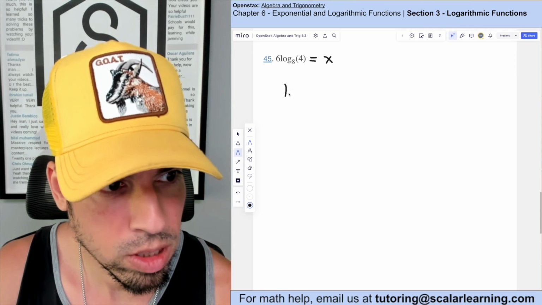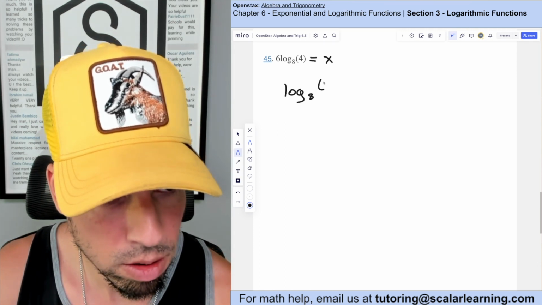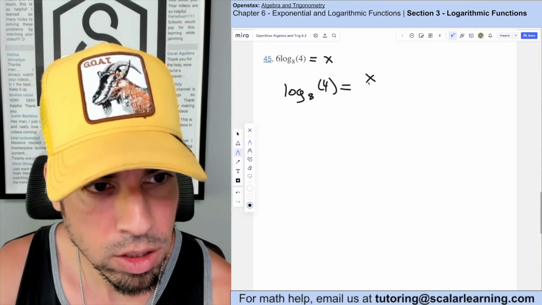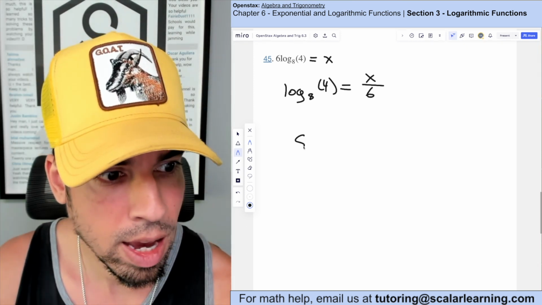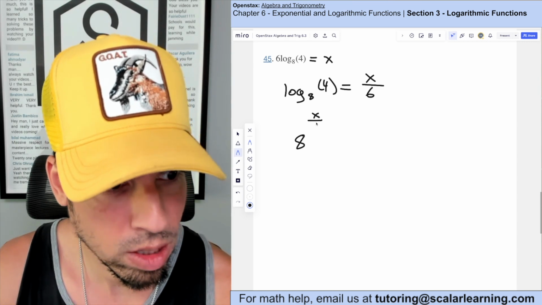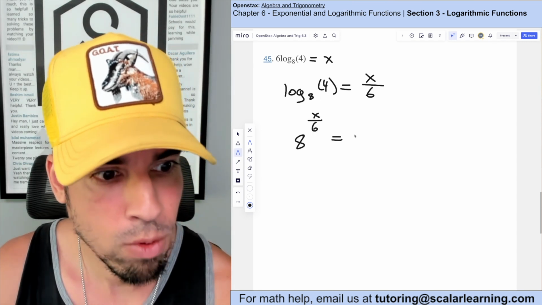Boom, done. To solve this one, I'm going to start by setting it equal to some unknown variable. Next, I'm going to divide both sides by 6, so we get log base 8 of 4 equals x over 6. Now I'm going to convert it to exponential format. So I'm going to say 8 to this as an exponent, x over 6 equals 4, the argument.